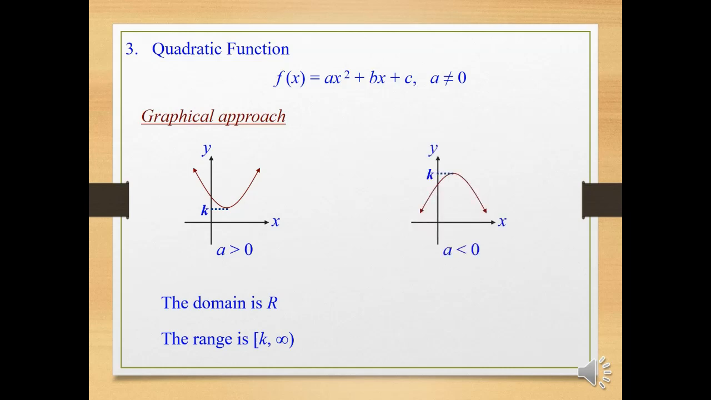For the graph with value of a less than 0, it has a maximum point and it occurs at value of y equals k. The domain is real numbers and the range is from negative infinity to k.